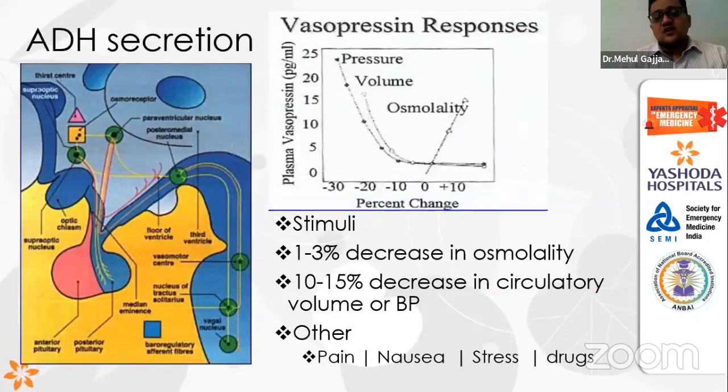But several other non-specific stimuli like pain, nausea, stress, and several drugs can also cause release of antidiuretic hormone. Now, these factors are also important in post-operative patients and with some medications which can lead to secretion of antidiuretic hormone, and which ultimately can lead to syndrome of inappropriate antidiuretic hormone secretion or post-operative hyponatremia.